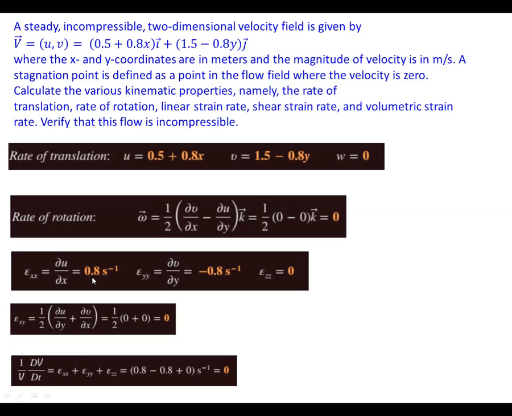The volumetric strain is the summation of all three. Here, epsilon x equals 0.8 and epsilon y is minus 0.8. If you add these plus 0, the final volumetric strain is 0.